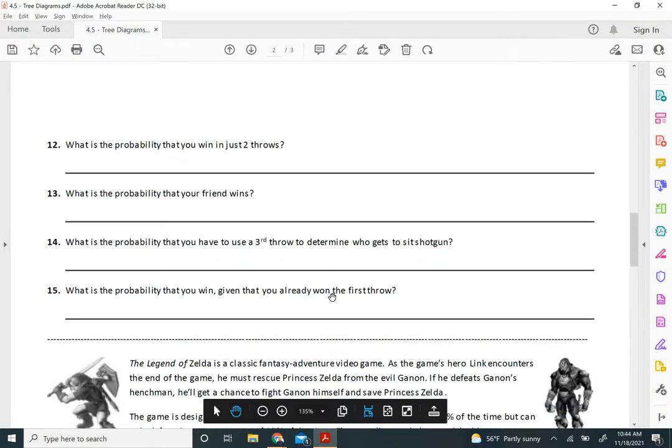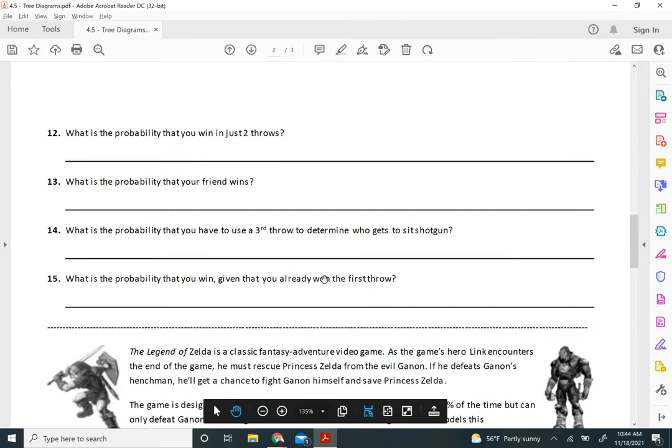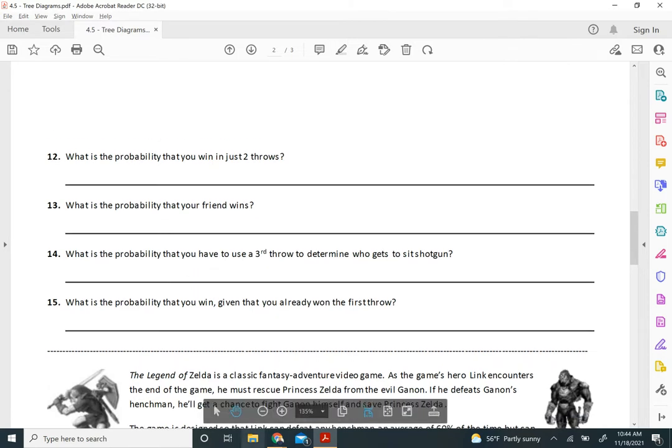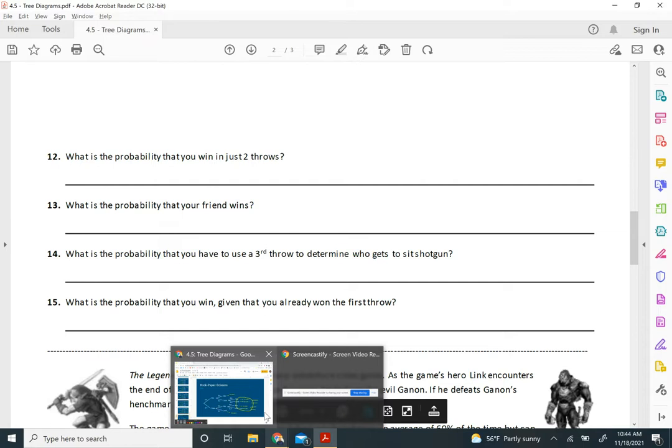The last question is the one that's probably the most difficult. What is the probability that you win given that you already won the first throw? So this is question number 15.